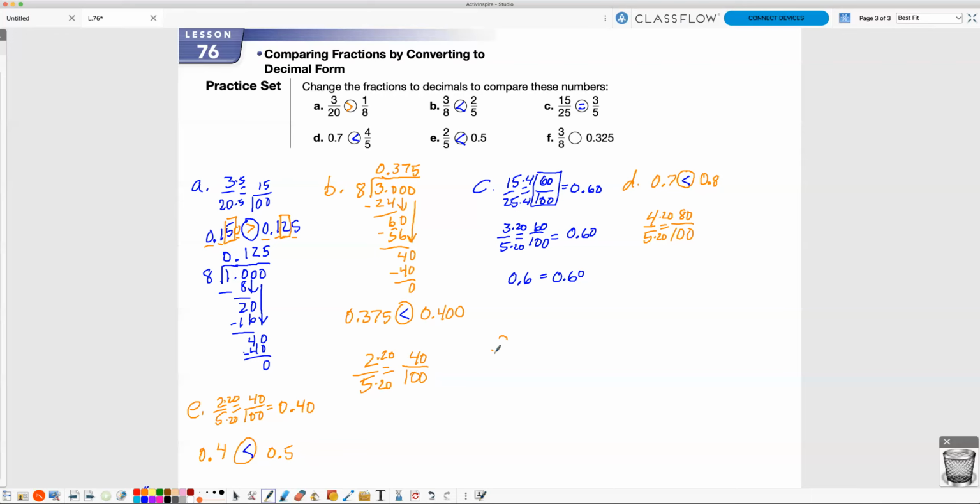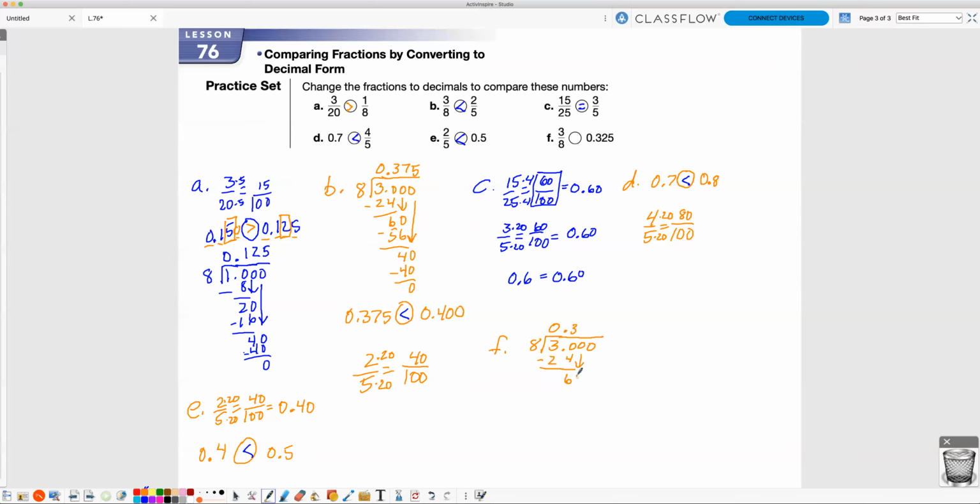So for letter F, if I have 3/8, it looks like I need to divide that. 3 divided by 8. There's nothing I can do except this, so I have to extend this out. Decimal comes straight up in the answer. 3 divided by 8 would be 0. 30 divided by 8, closest thing would be 3, which would get me to 24. Subtract that, it would be 6.